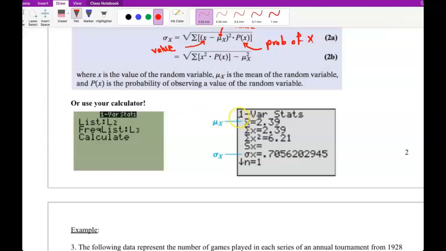So for the calculator, we need to enter data first. I'm writing steps here for you. First, using the TI-84, press that. Then enter. So on this part, enter data.